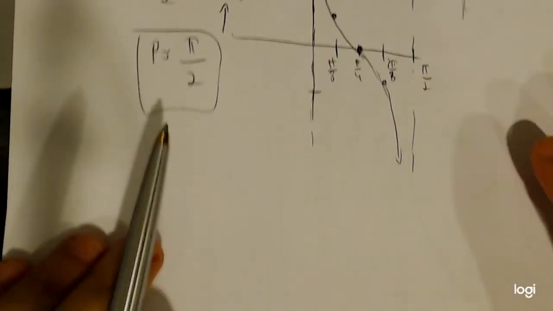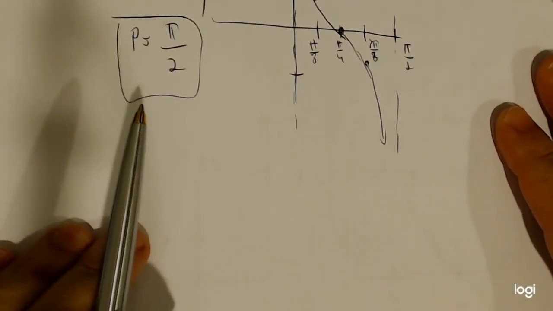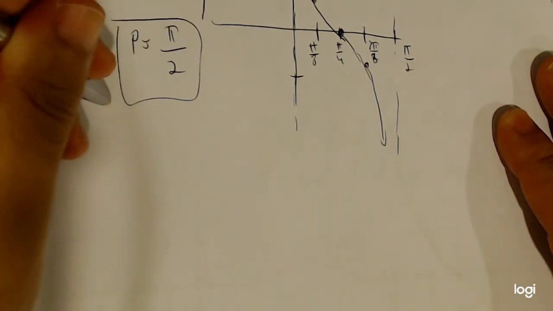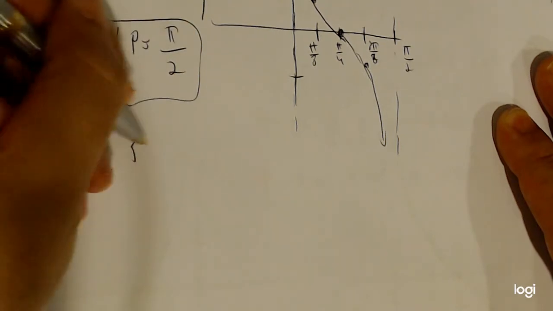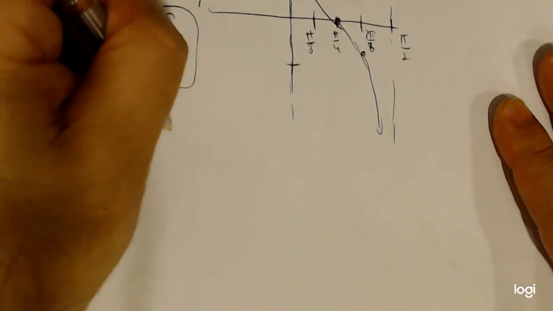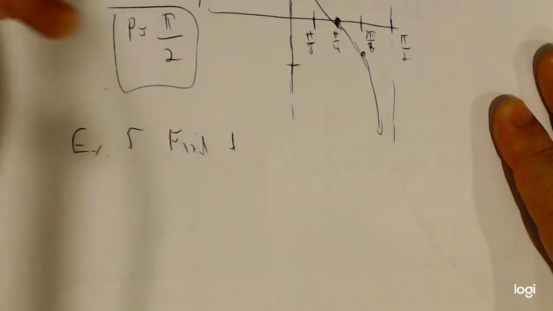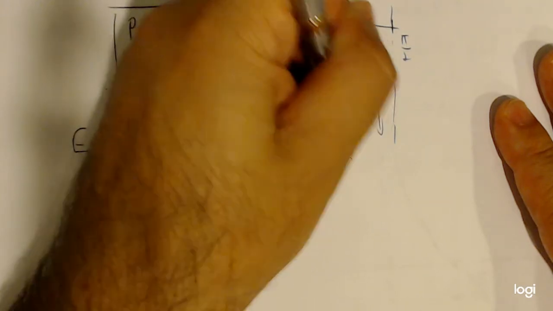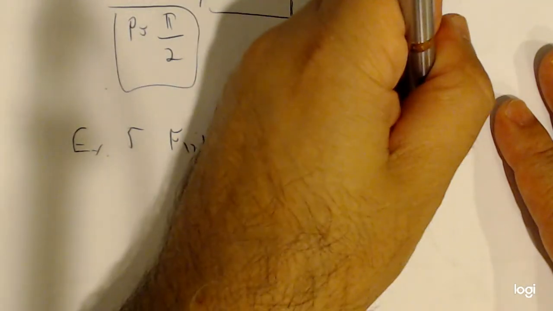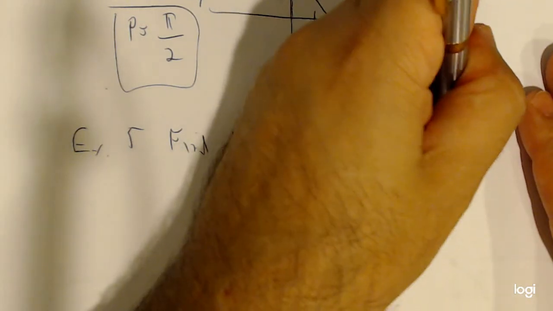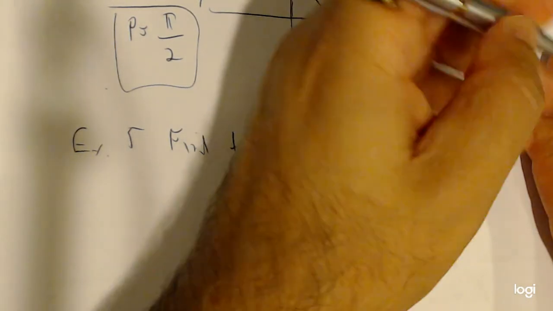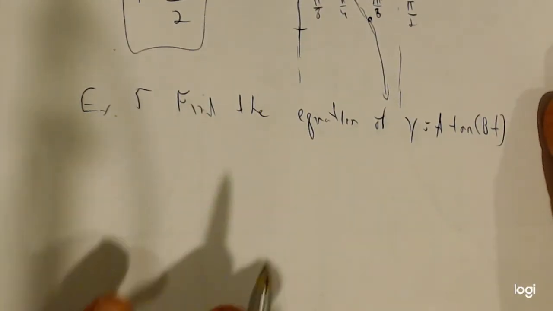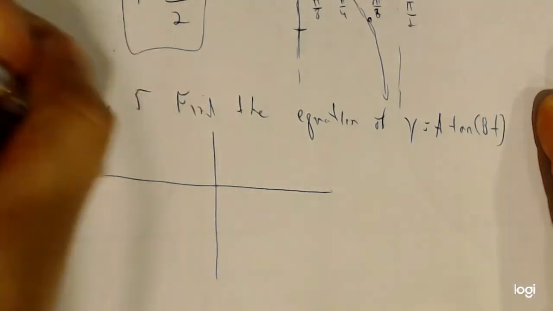Now the next graph I want to talk about, and this will be our last example: find the equation of y equals a tangent of bt. Okay, so the first thing we want to do is, let me first give you the graph. So these graphs are given.